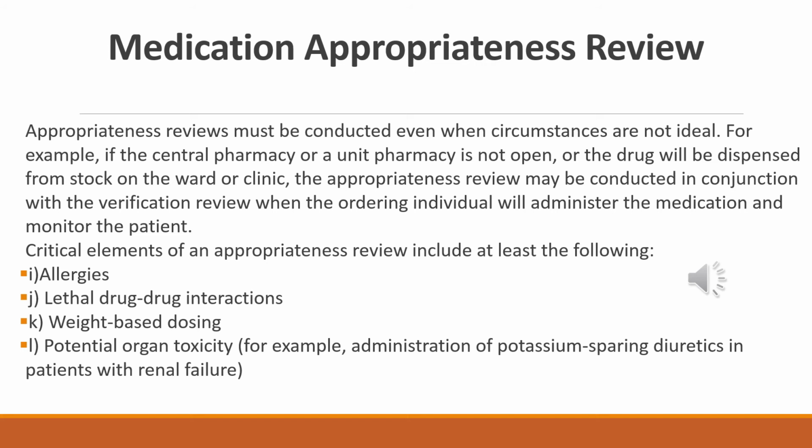Appropriateness reviews must be conducted even when circumstances are not ideal. For example, if the central pharmacy or a unit pharmacy is not open, or the drug will be dispensed from stock on the ward or clinic. The appropriateness review may be conducted in conjunction with the verification review when the ordering individual will administer the medication and monitor the patient. Critical elements of an appropriateness review include at least the following: I. Drug or food allergies. J. Lethal drug-drug interactions. K. Weight-based dosing. L. Potential organ toxicity, for example, administration of potassium-sparing diuretics in patients with renal failure.